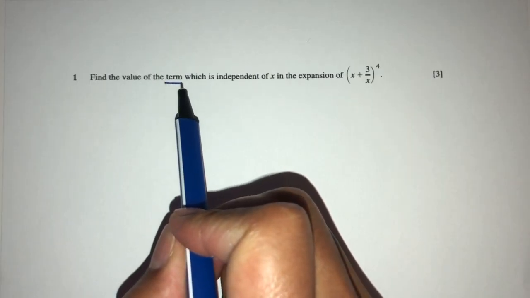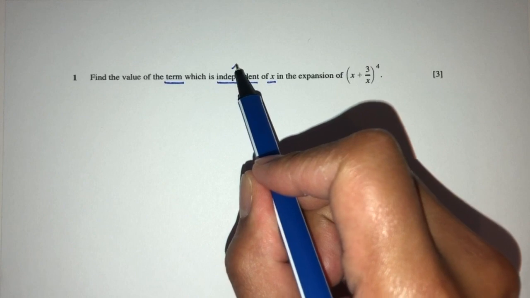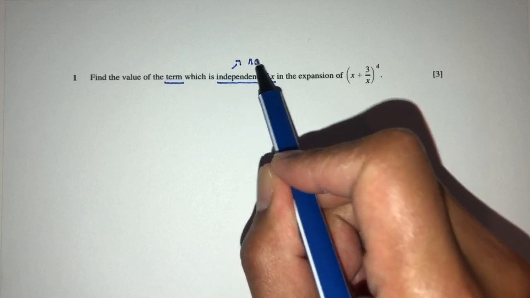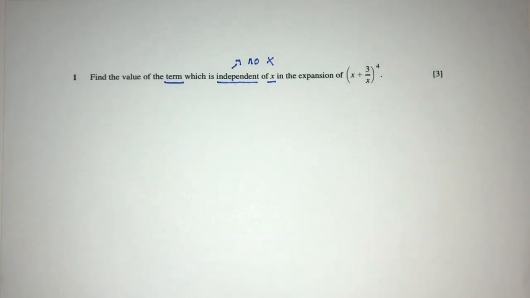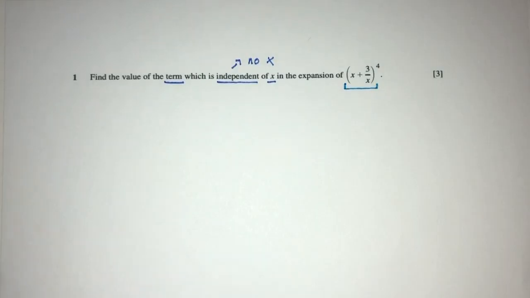Now we understand that we are trying to find the term which is independent of x. So what does it mean? It means that it is a term where we have no x. That's what it means. So if you were to expand the whole thing here, which term will give you something where we don't have any x?